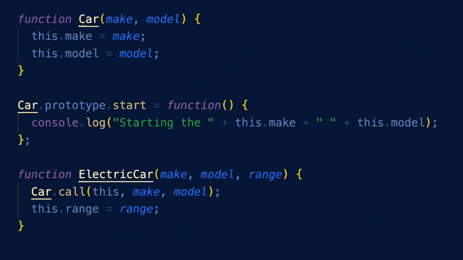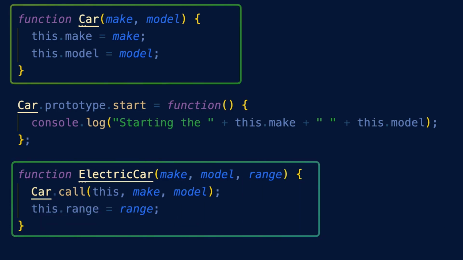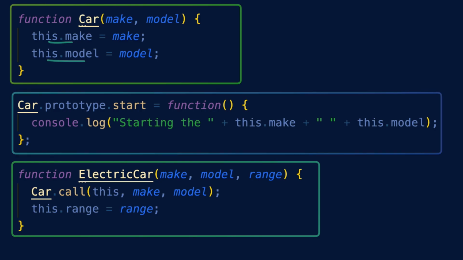In this example, we have two constructor functions, Car and ElectricCar. The Car constructor sets the make and model properties on the newly created objects using the this keyword. It also adds a start method to the Car prototype, which logs a message indicating the car is starting. The ElectricCar constructor extends the Car constructor by calling it with Car.call. This sets the make and model properties on the ElectricCar objects using the Car constructor. Additionally, the ElectricCar constructor adds a new property, range, specific to electric cars.